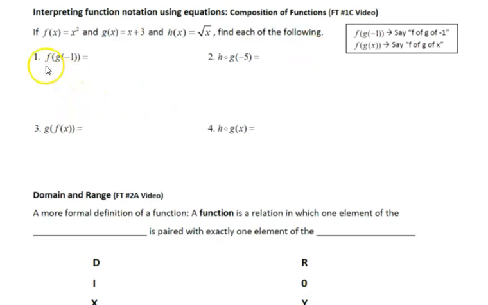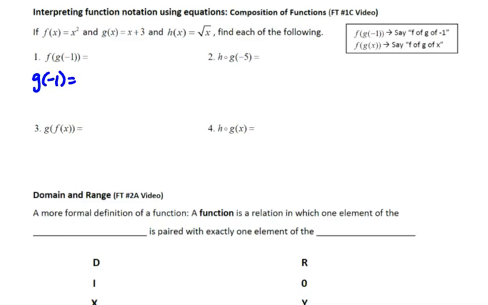So the first we see is f of g of negative 1, and I put this in the box so you'd know how to read this. We're going to put negative 1 into the g function, and then take the answer to that and put it inside the f function. Just like anything, when you're evaluating an expression in algebra, you start with the innermost set of parentheses and work your way out. It's the same thing here. We're going to start with what's inside. So we're going to see what is g of negative 1.